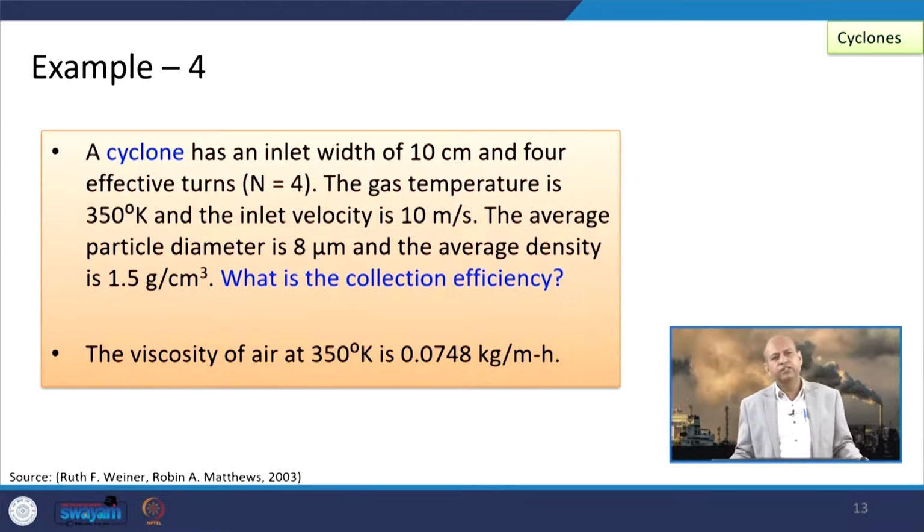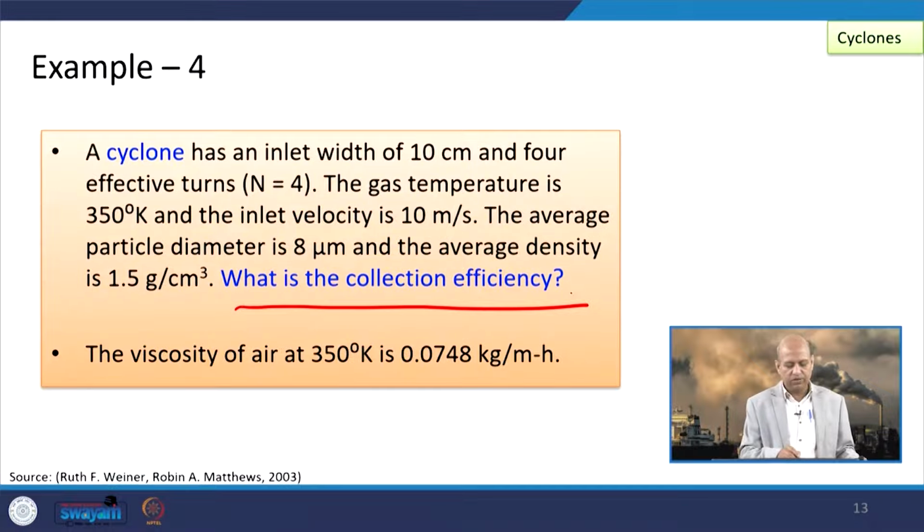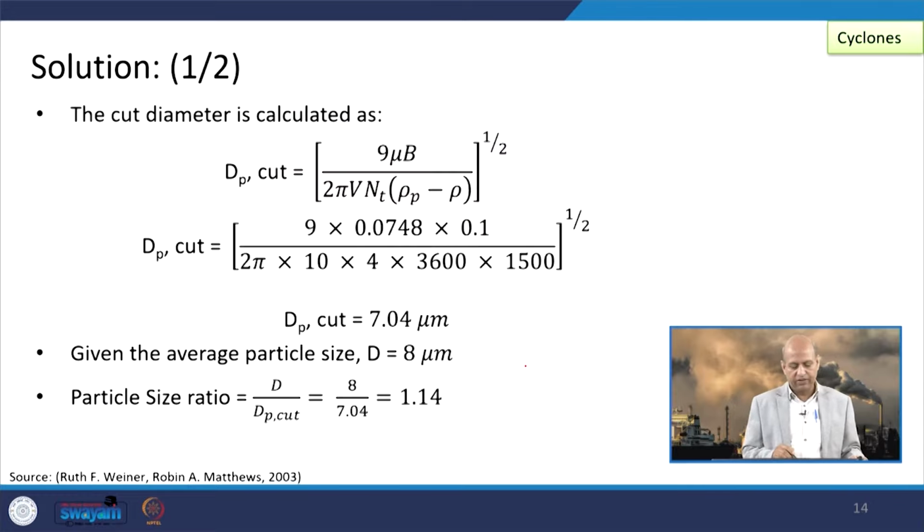Well, next example is, a cyclone has an inlet width of around 10 centimeter and 4 effective turns. The same example is there, the gas temperature and other parameters are already given. So, what is the collection efficiency, okay, for particle diameter 8 micrometer, let us see, okay, and the viscosity again, the same value is given. So, we go for calculating using this particular relationship where this is the cut diameter, and then other values are there, width etcetera.